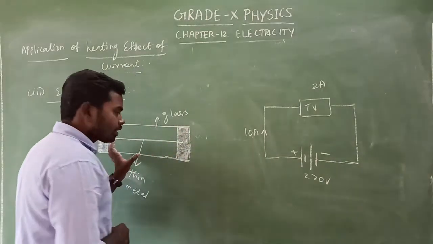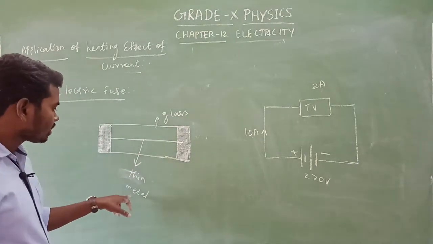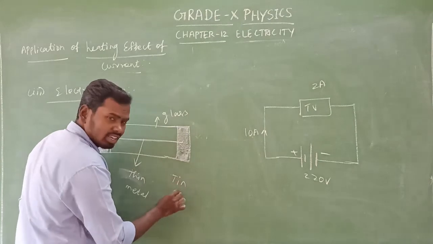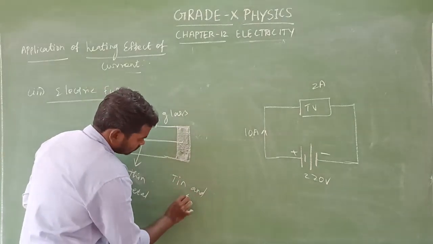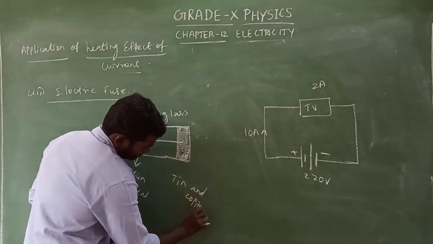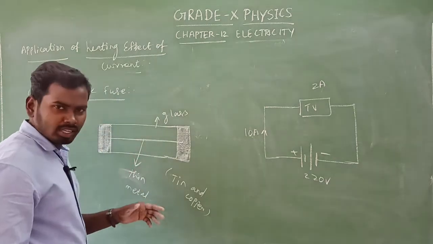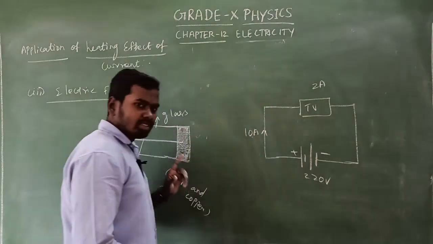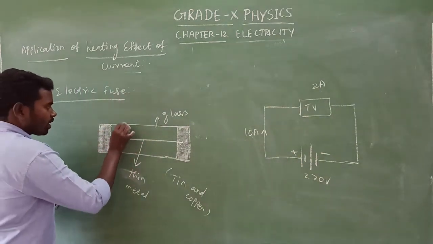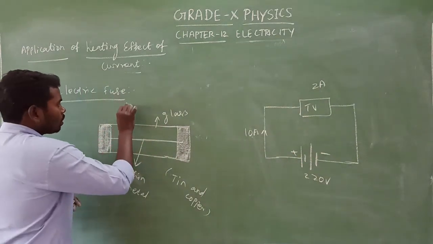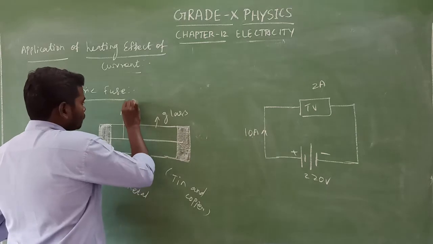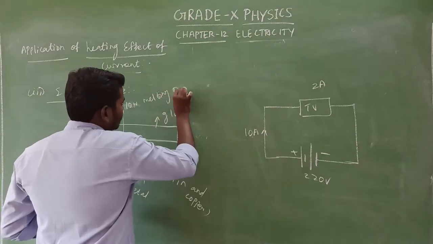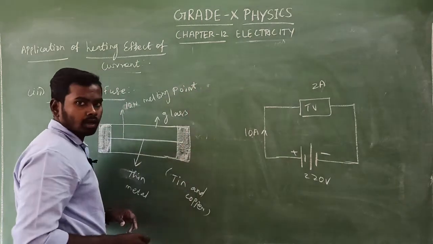So this is the electric fuse structure. Inside the electric fuse there is a metal. Nowadays tin and copper are also used. The wire is made up of tin and copper. This wire has a low melting point but high resistance value.